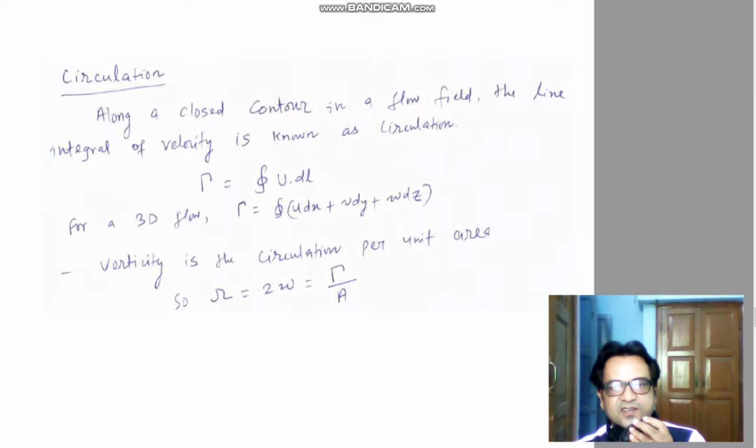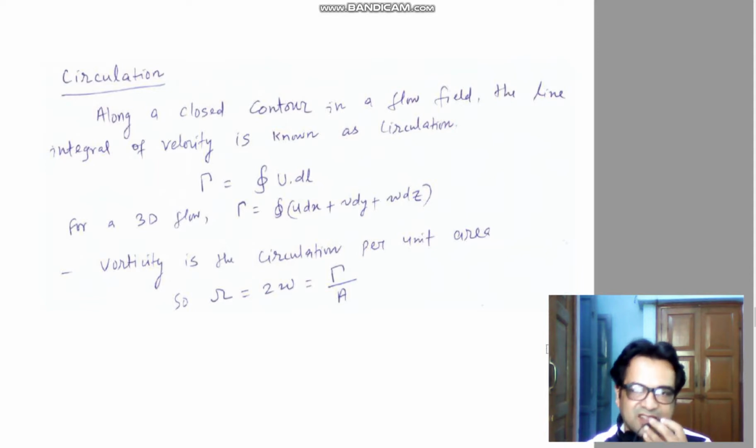So next we will discuss circulation. It is also similar to rotation. Basically, for a rotational flow, this term exists. As per the definition of circulation, along a closed contour in a flow field, the line integral of the velocity vector is known as the circulation.